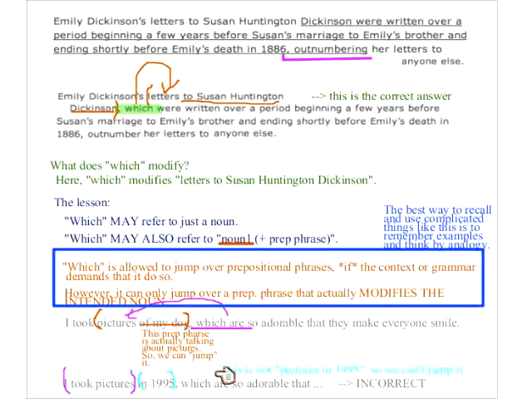But if you just remember these examples, pictures of my dog, that's fine, because they really are pictures of my dog. But I took pictures in 1995, not okay, because they are not pictures in 1995. That's when I took them, but it doesn't describe the pictures. So things that work like this, or like letters to Susan Huntington Dickinson, are fine. However, things that work like this, not fine. That's basically what's going on here.